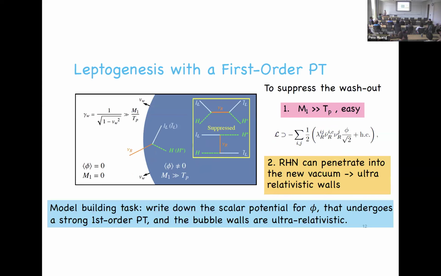So then for the model building part, what we need to do is, we have this coupling, and we need to write down the effective potential for this phi. And there are two conditions for this phi. First of all, we need the mass of the right-handed neutrino to be much larger than the phase transition temperature. And then we need the right-handed neutrino to actually penetrate into the true vacuum rather than being stuck in the false vacuum. For that, we need the bubble walls for the phase transition to be ultra-relativistic. So the model building task is we need to find such a potential.